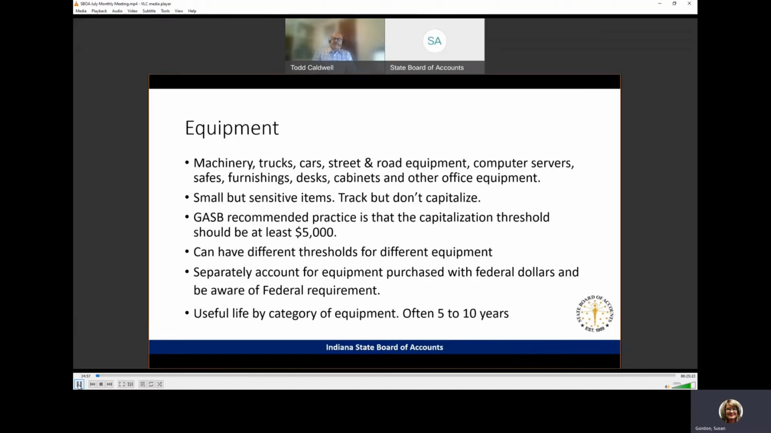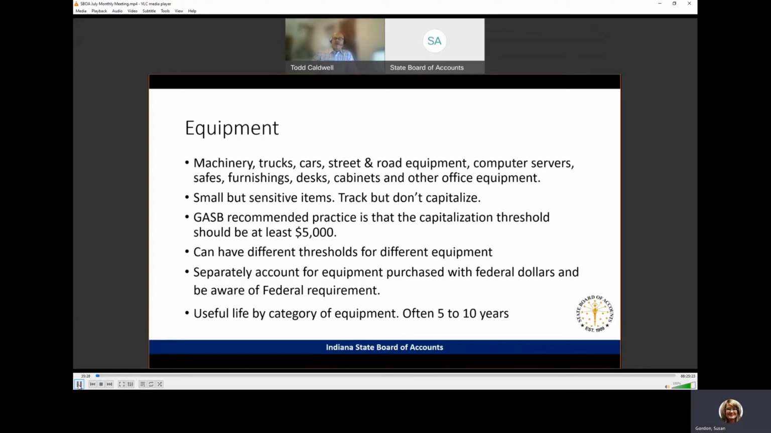Typically, we see general equipment with lives around the 5 to 10 year range. A police vehicle may have a shorter life than a vehicle that's used by the town manager, for example. So you can set the useful life in accordance with the use of that equipment and the probable wear and tear on it. Your department should have a pretty good idea of what the average life of their equipment is, or even your vendors can sometimes provide an estimate of when the asset would need to be replaced.